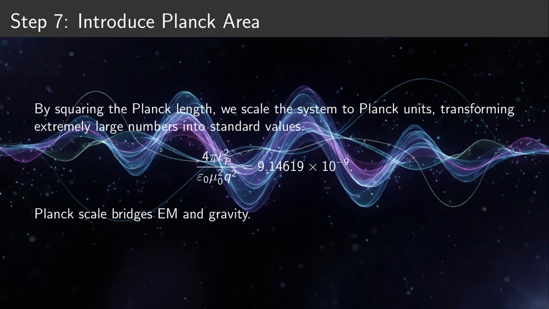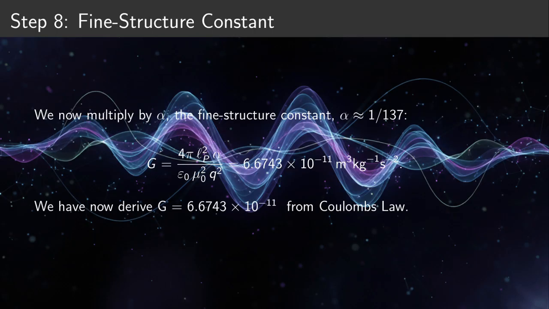Step 7. Introduce the Planck area. By multiplying by the Planck length squared, we scale the enormous electromagnetic values down to the Planck domain. This step bridges the electromagnetic vacuum with quantum gravitational geometry. Step 8. Fine structure constant. Finally, we multiply by the fine structure constant alpha. This yields the numerical value of the gravitational constant, G equals 6.67 times 10 to the minus 11. We have now derived G directly from Coulomb's law and vacuum constants.